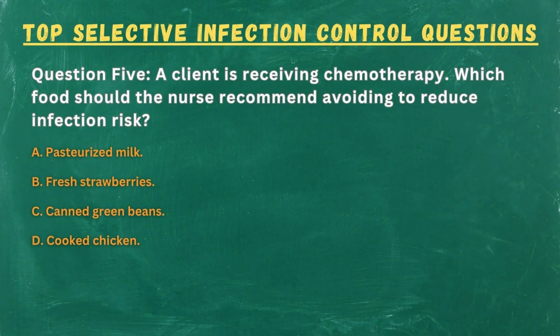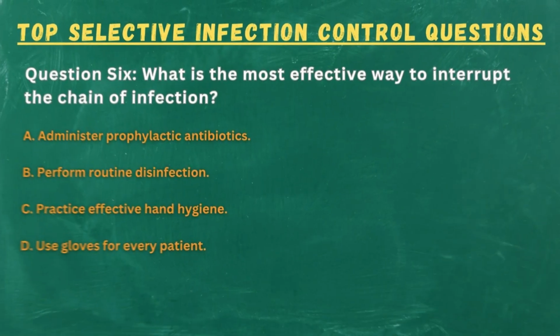Question 5. A client is receiving chemotherapy. Which food should the nurse recommend avoiding to reduce infection risk? A. Pasteurized milk. B. Fresh strawberries. C. Canned green beans. D. Cooked chicken. Answer. B. Fresh strawberries.